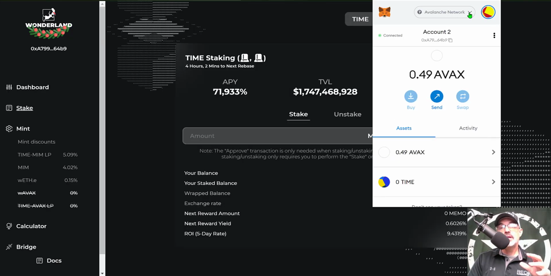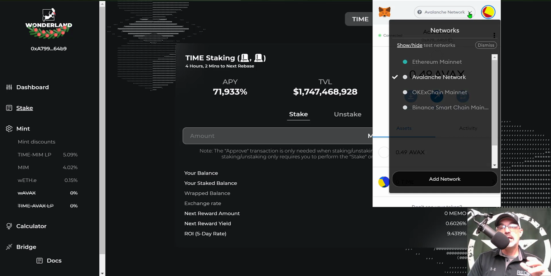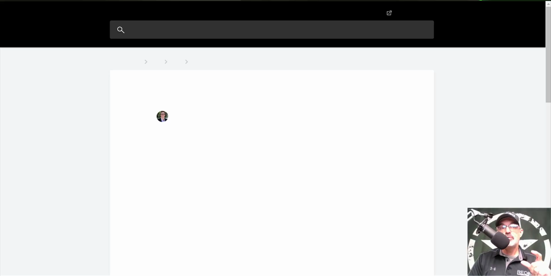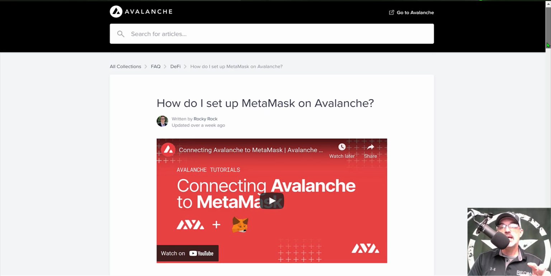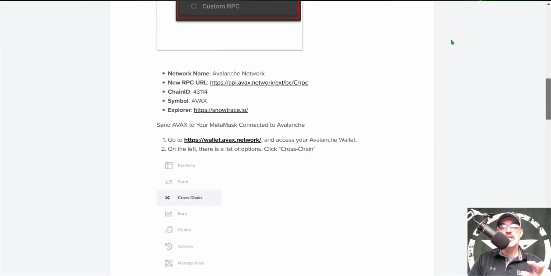And if you do not have the Avalanche network already set up in your MetaMask wallet, you will need to click up here at the top where it says Networks, and you will need to come down here and add a network. Now, I'm not going to get into the weeds on how to do that today, but I will drop a link to a video from Avalanche on how to actually set this up in your MetaMask wallet. And I highly suggest you only do this procedure through the Avalanche website, and it will give you all the details necessary to complete and add the Avalanche network to your MetaMask wallet.